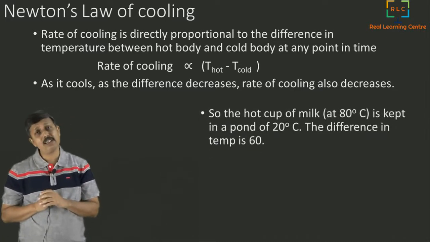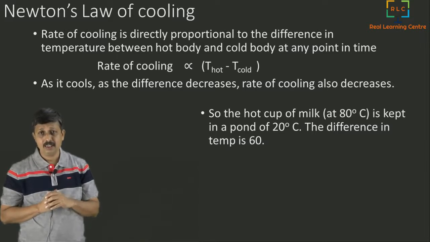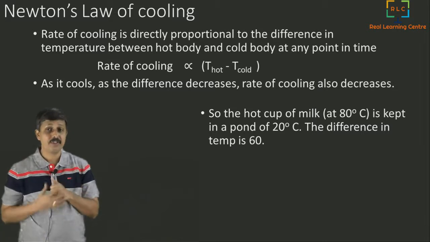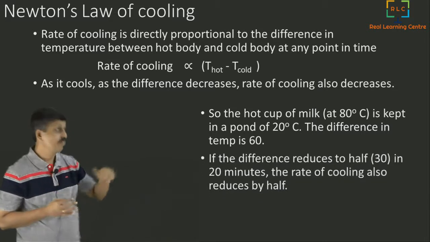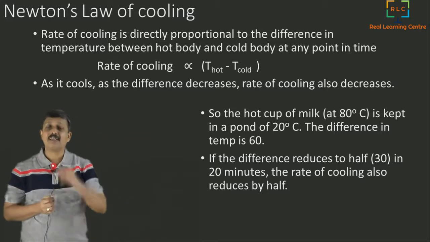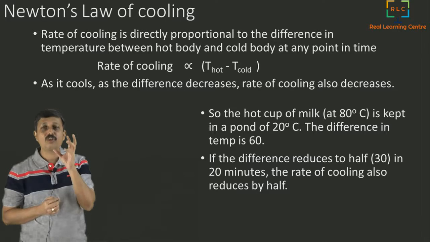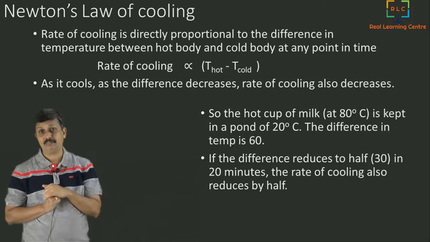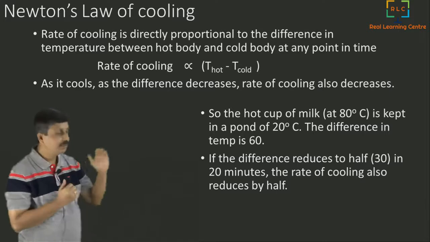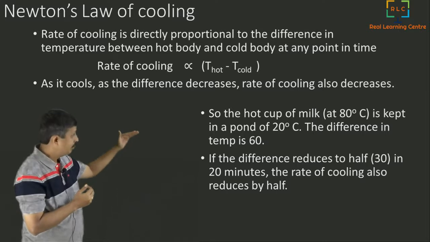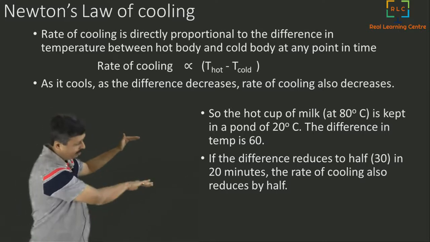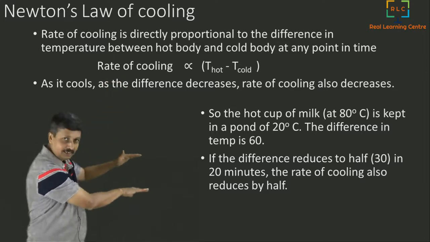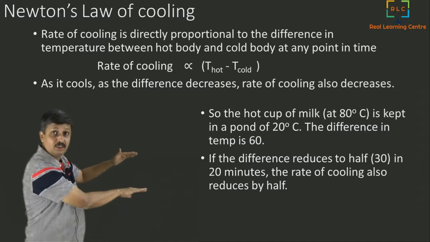The hot cup of milk was at 80 degrees and the pond was 20. What was the difference? The difference was 60. From 80 to 50 it came down, which means 30 degrees. It took 20 minutes to come down by 30 degrees when the difference was 60. Now what happens in the next scenario? It is already 50, the pond is still 20, so the difference is 30. Earlier the difference was 60, now the difference is 30.